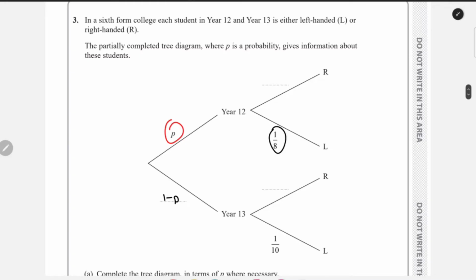Same case over here. So 1 by 8 plus Q is 1, so Q will be 1 minus 1 by 8, 7 by 8.